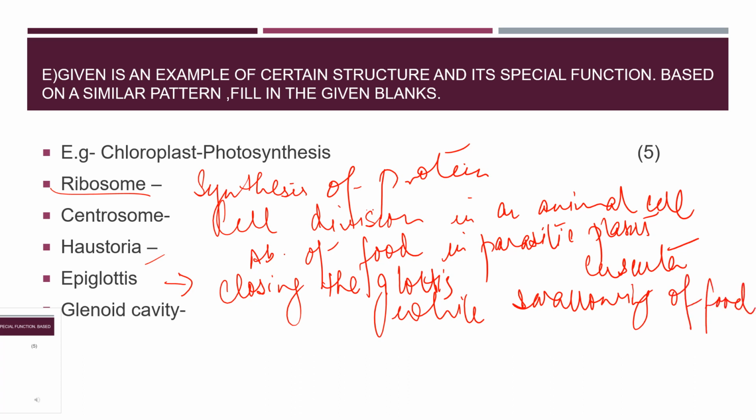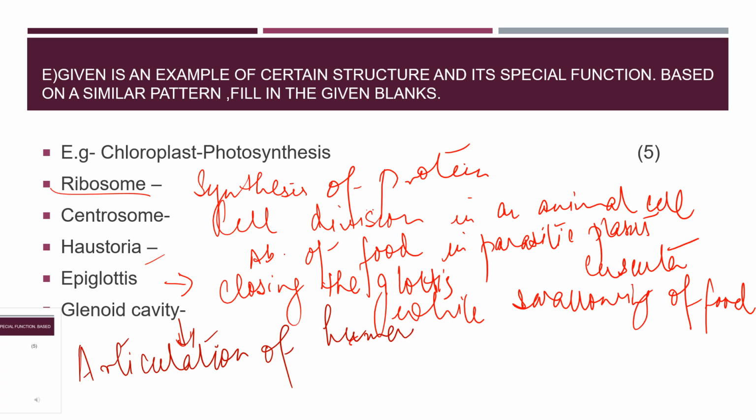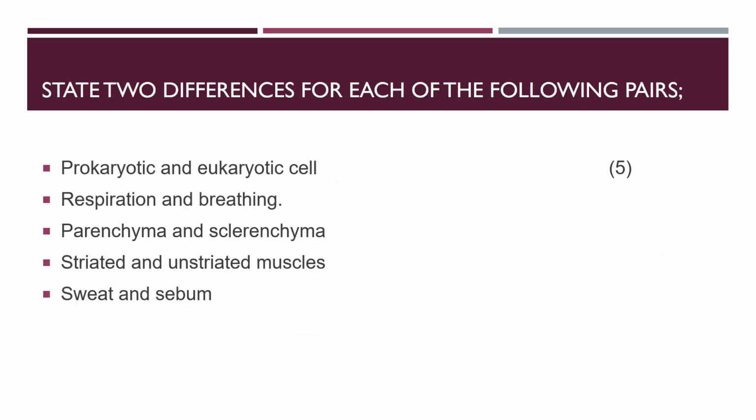Now the next one is the glenoid cavity, which helps in the articulation of the humerus. What does it do? It is helping in the articulation of humerus. Okay, so this is all in this one. So let us move on to the next one. There are differences. So I think you have done that. So this part is completed now.